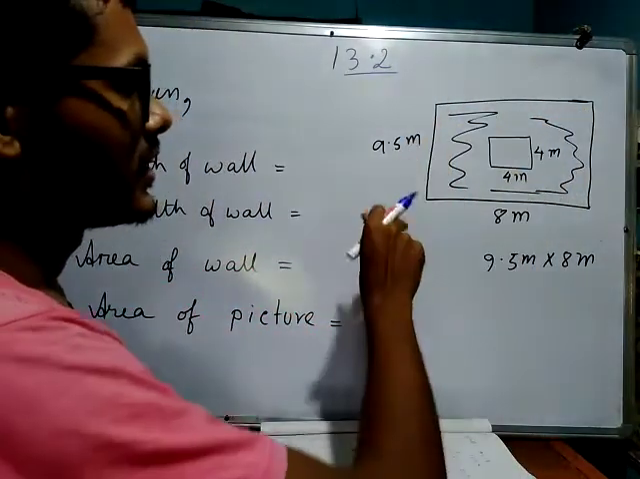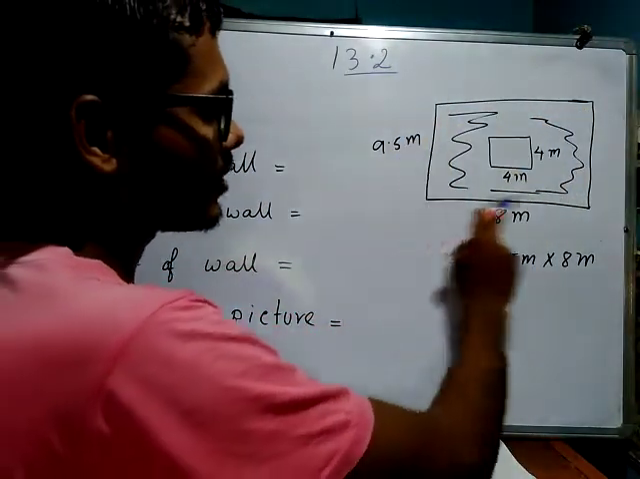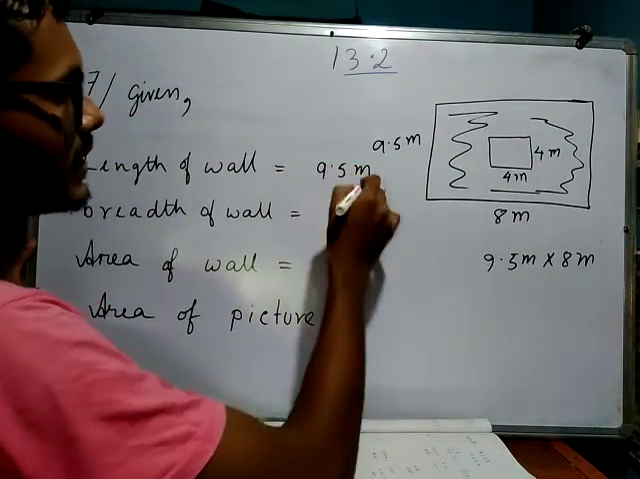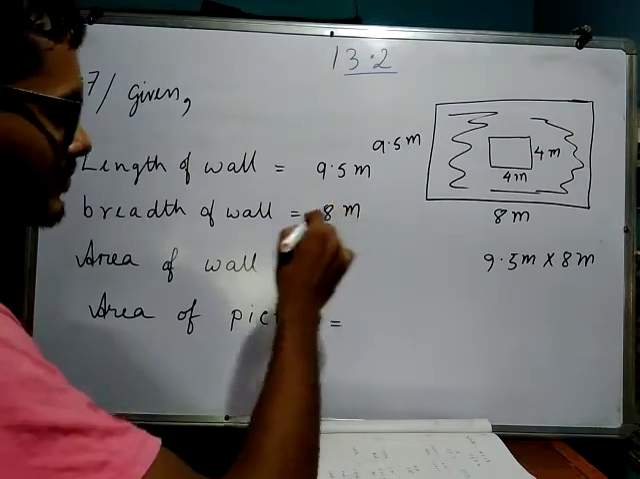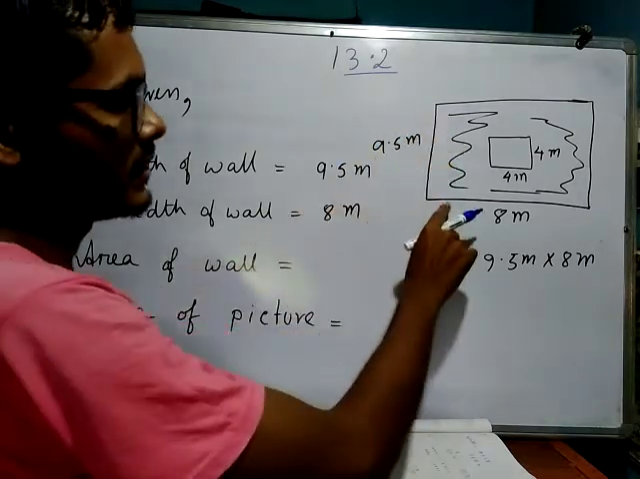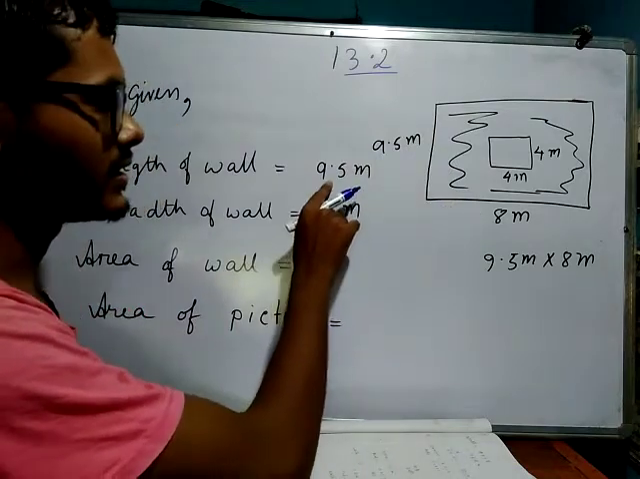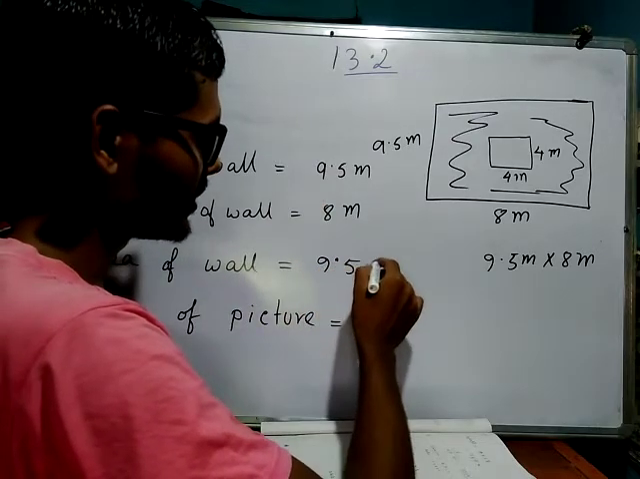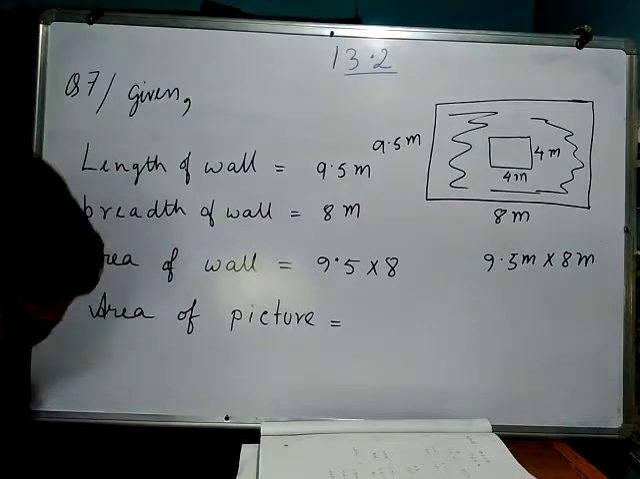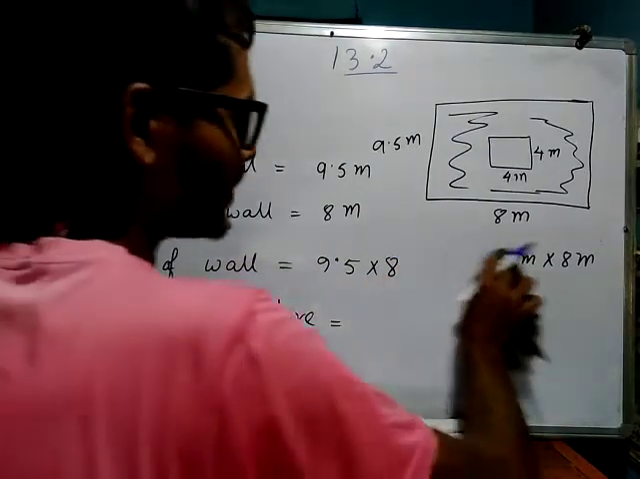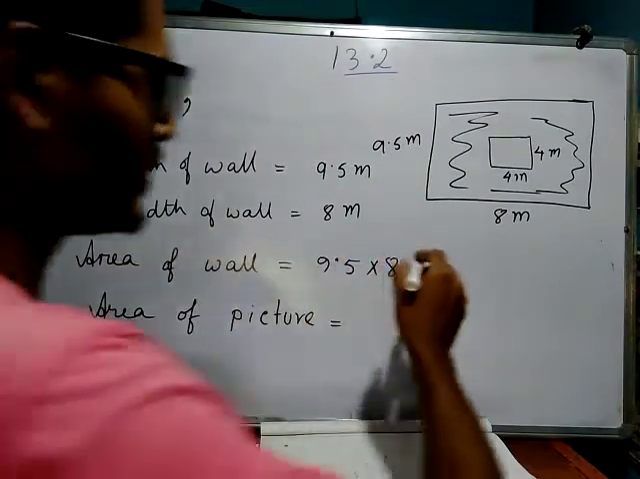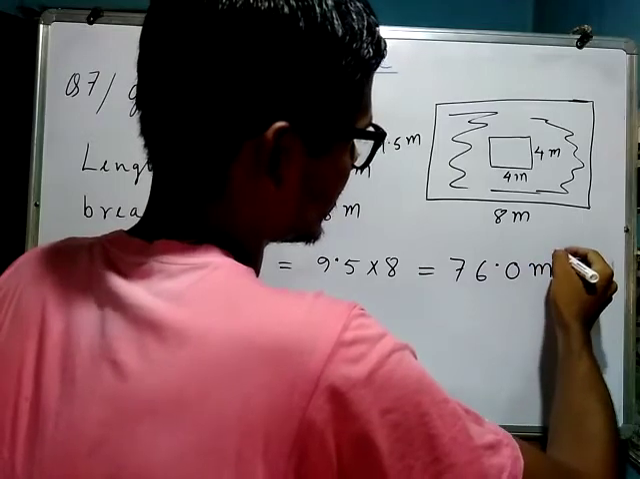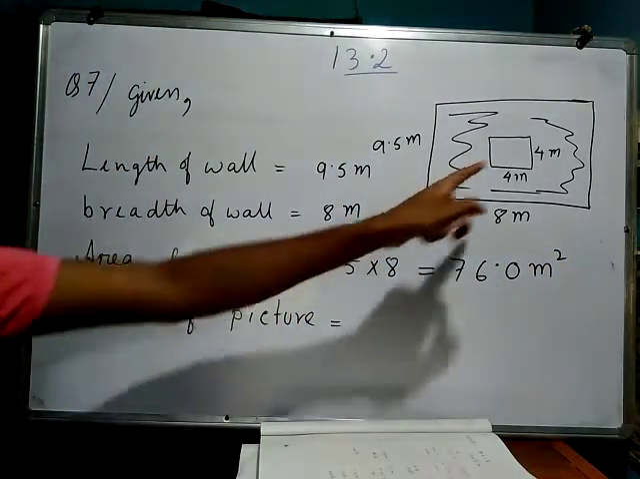For that, first you calculate the area of the whole wall. Length of the wall is 9.5 meter, breadth is given 8 meter. Length and breadth are different, that means this is the shape of a rectangle. So area of rectangle is length into breadth, 9.5 into 8, it will become 76.0 meter square.